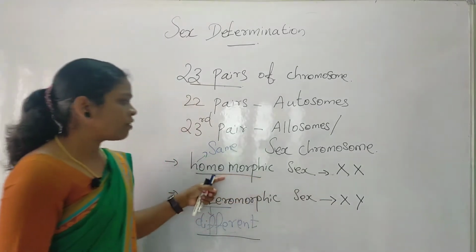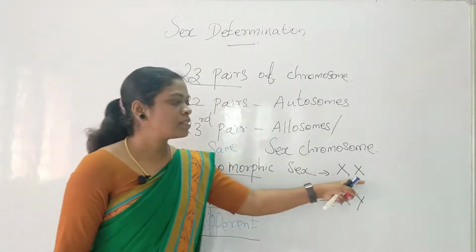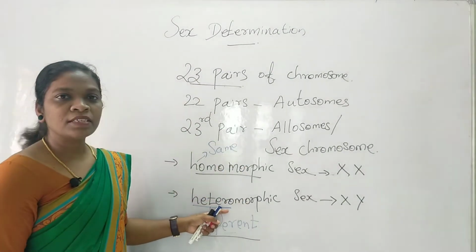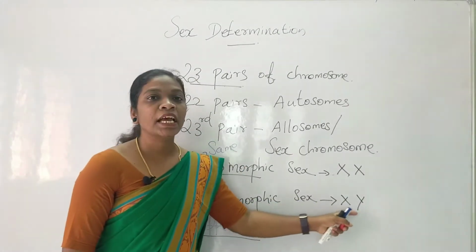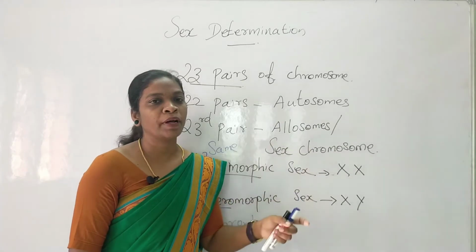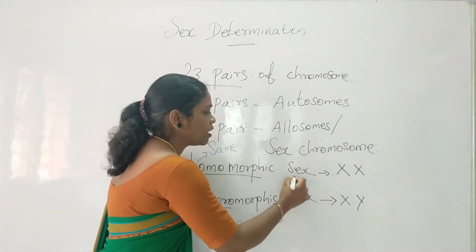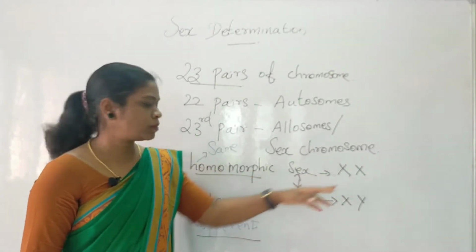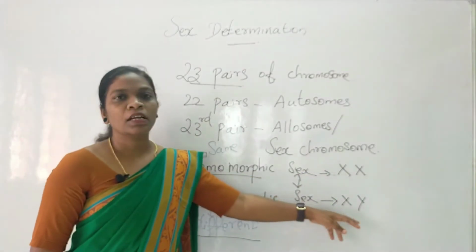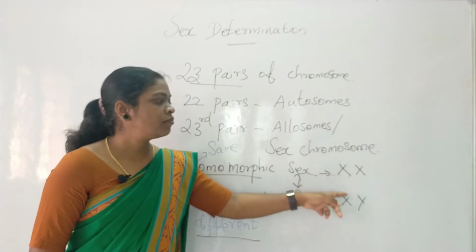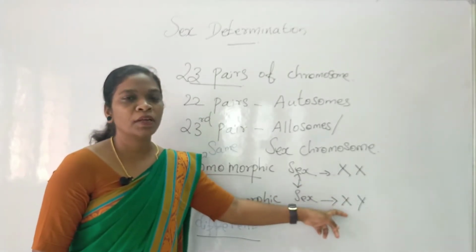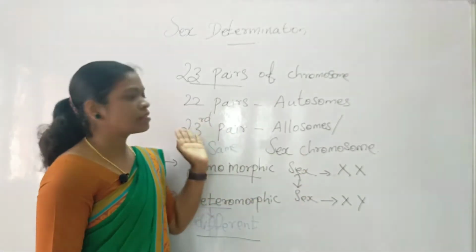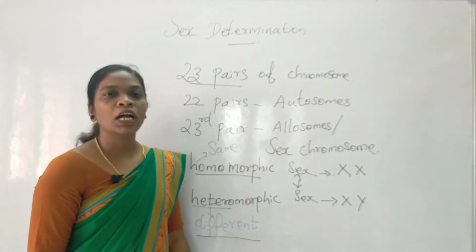So, homomorphic sex is nothing but having the same type of chromosome in their 23rd pair, and heteromorphic sex is nothing but having X and Y chromosome in their 23rd pair. That differentiates male from the female. Homomorphic sex, same chromosomes. Heteromorphic sex, different chromosomes. These differences differentiate male and female. These are known as sex chromosomes, or also known as allosomes.